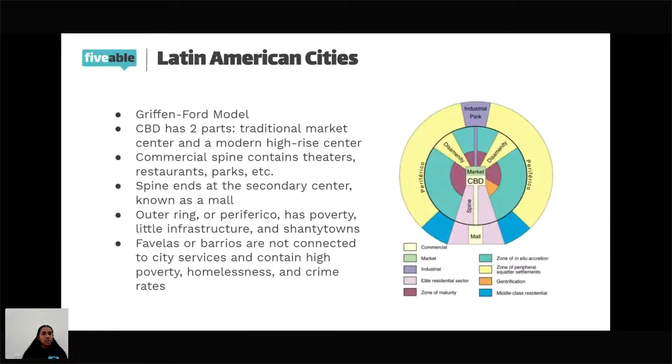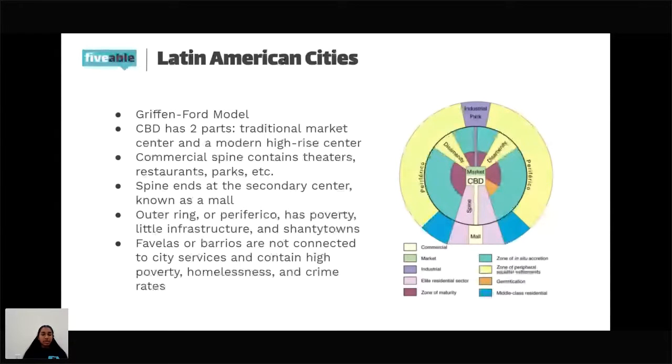And the wealthy, the upper class people, live along the spine and in the inner city, the CBD area. And this is different from the North American concentric zone model because the quality of housing, as you can see, decreases as the distance from the center increases. So it's actually nicer to live in the CBD than it is to live in the outskirts of town, which is the exact opposite of what we have in North America.